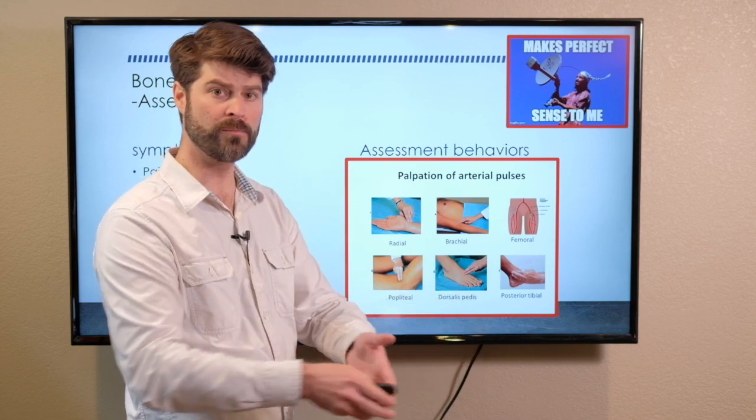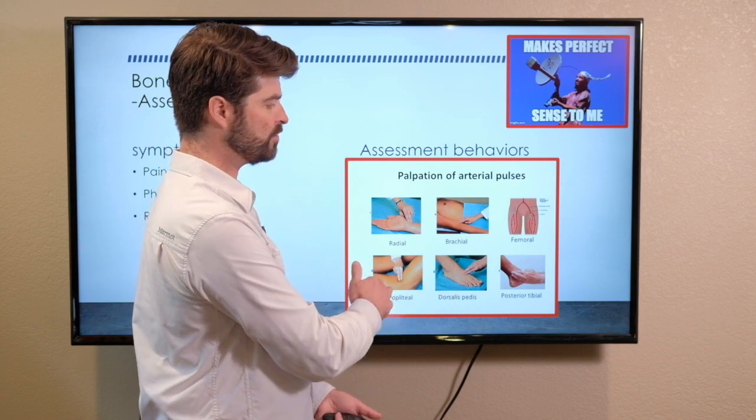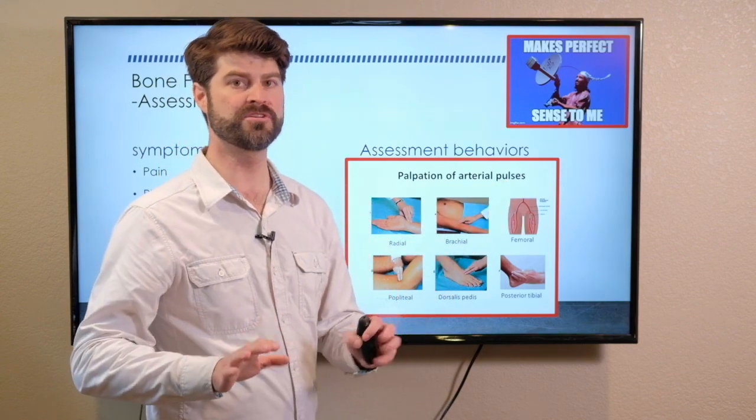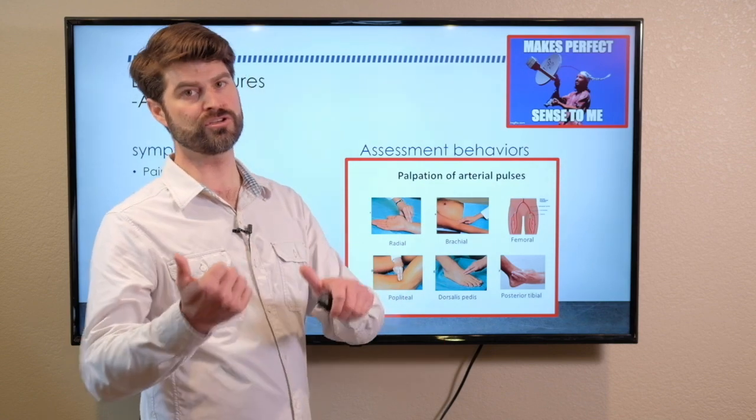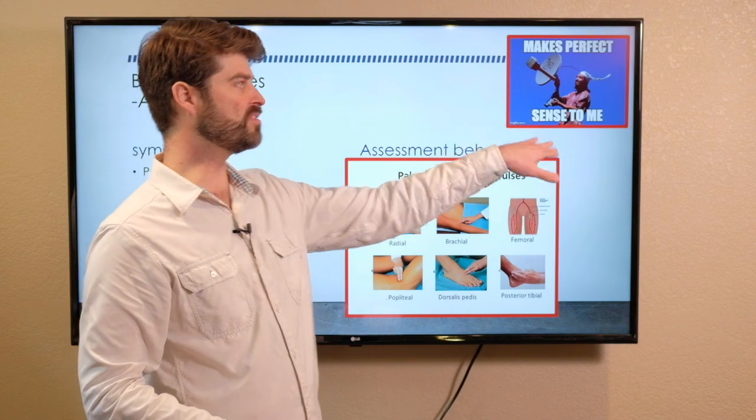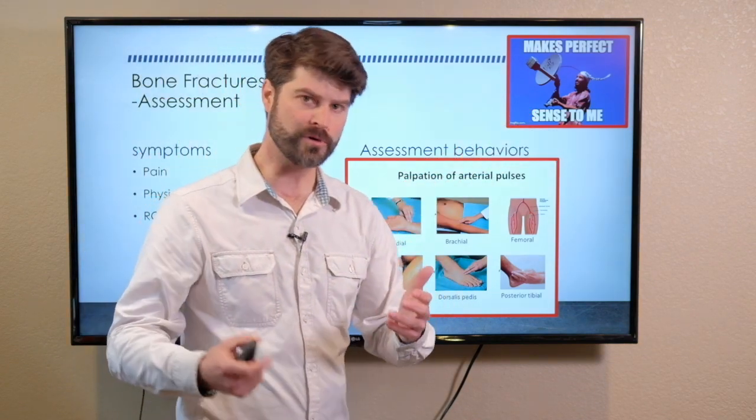If it's a broken arm or if it's a leg, we'll start with our dorsal, then go to popliteal and possibly up to femoral, just to make sure all of our pulses are strong, but especially the ones that are distal to the fracture. The other big thing we want to look out for is people going crazy. Always want to look out for that.